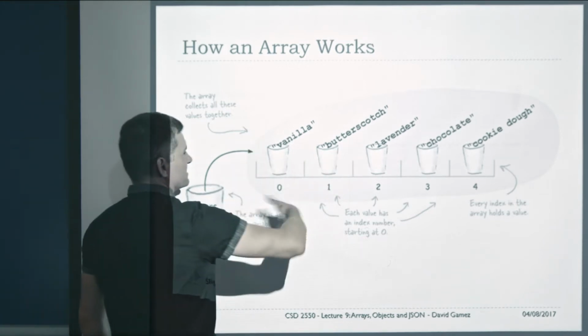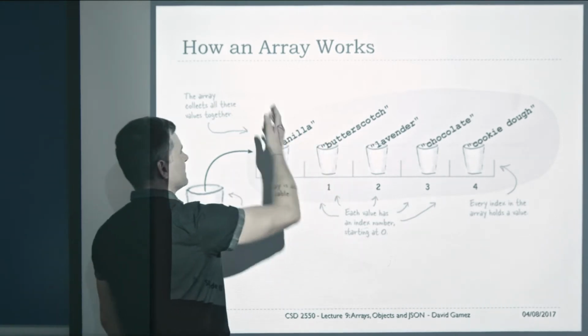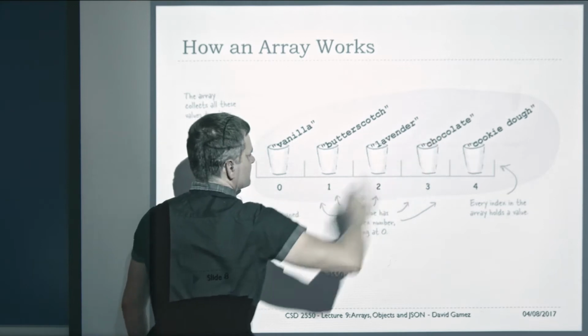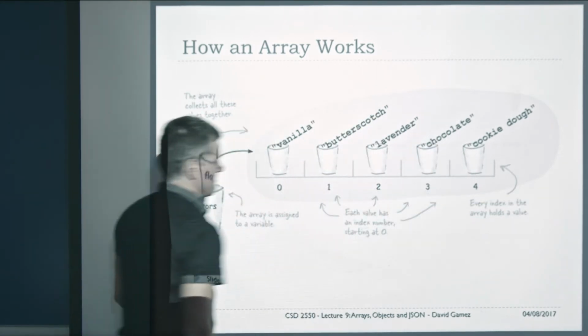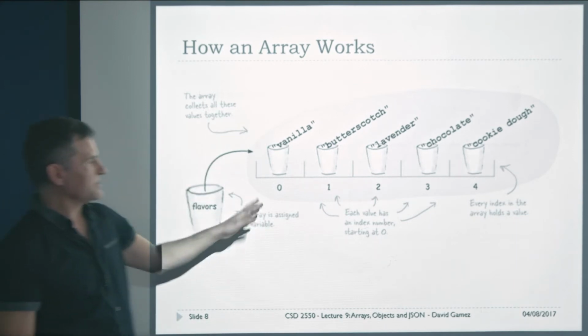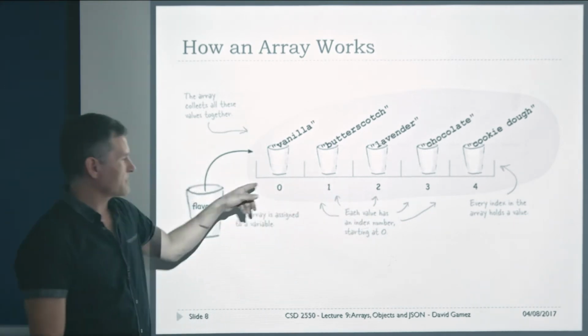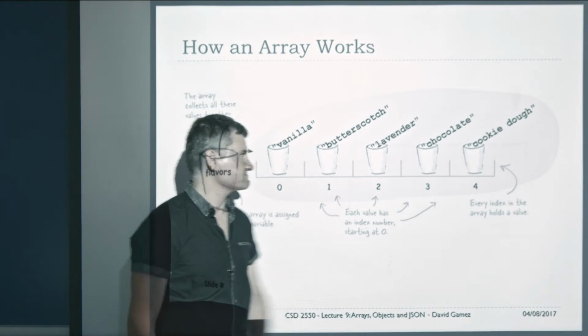And then within the buckets in JavaScript, we can chuck any old stuff we like. In this case, we're putting strings in each of the buckets, but we could also put a string here, a number here, a boolean here, and whatever kind of thing. And each of these buckets has an index value, going from 0, 1, 2, 3, 4.